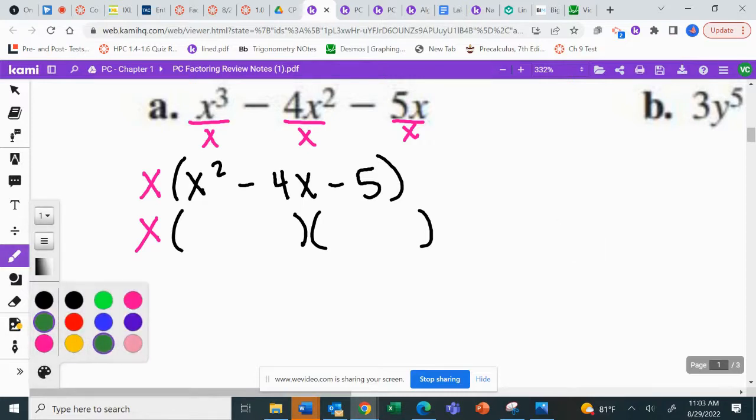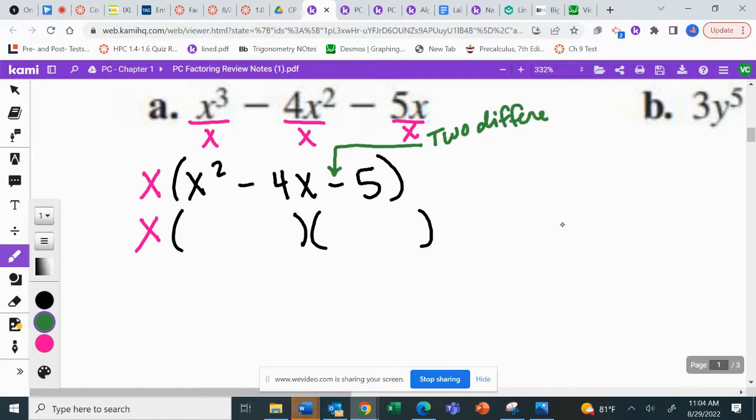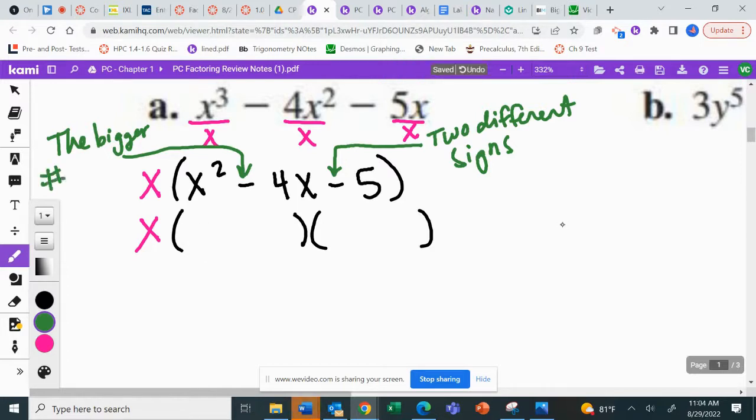And we're going to do this by guess and check. I know there's other methods. You can use other methods. I'm just doing one method in class because this works. By guess and check, there's certain things you're going to look at. One thing you can look at is the second sign. If the second sign is negative, then in the parentheses, we're going to have two different signs, so one plus and one minus. And then the first sign over here tells me the bigger number's sign.